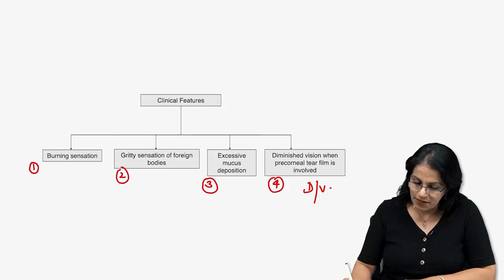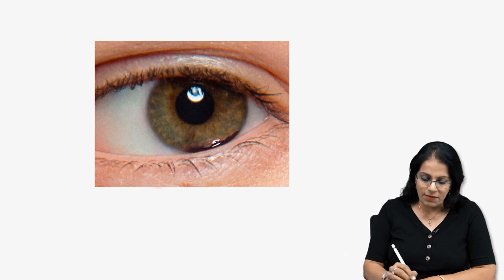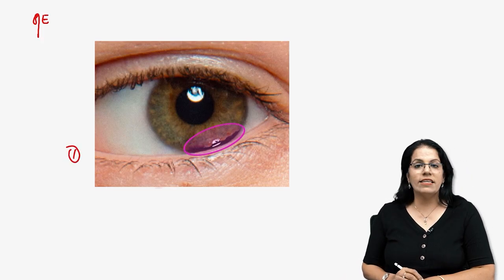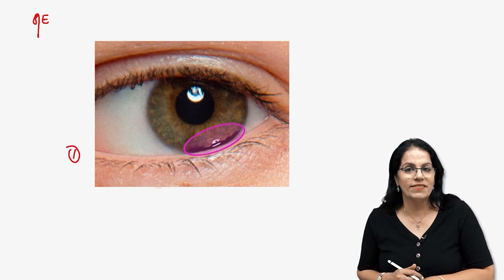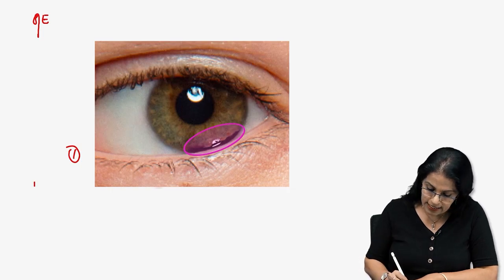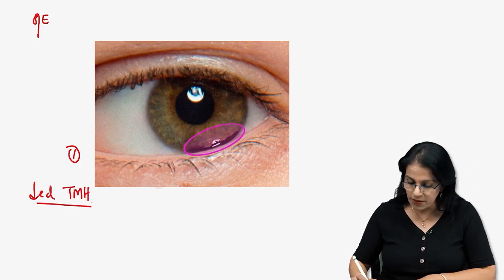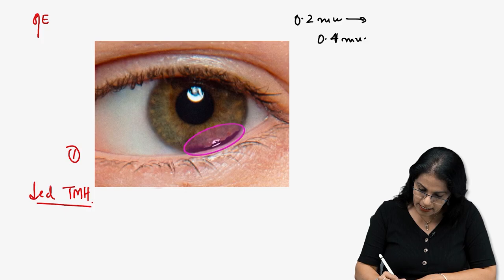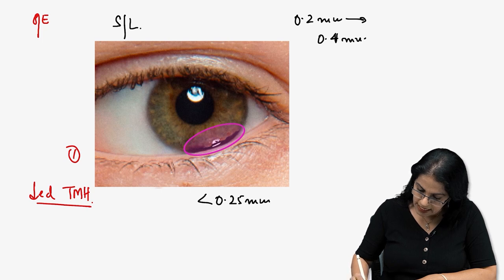Okay. On examination, first thing you will see when the patient is coming to you, number one, please note it down one by one. This is your decreased tear meniscus height, TMH. So, the point is, what is the normal value? Normal value is 0.2 millimeters to 0.4 millimeters. So, on slit lamp, when I am looking at this, it should be this much, but anything less than 0.25 millimeters is dry eye.